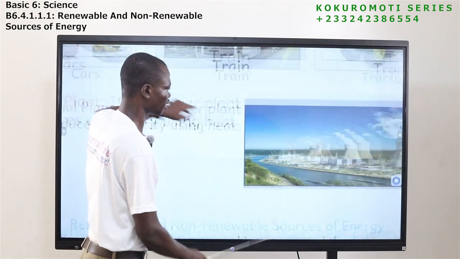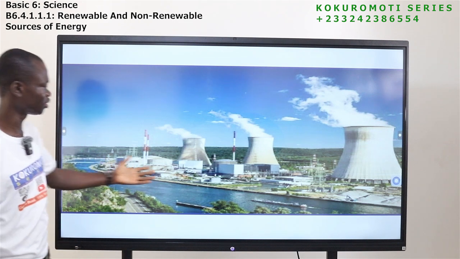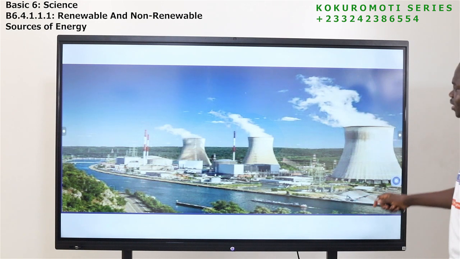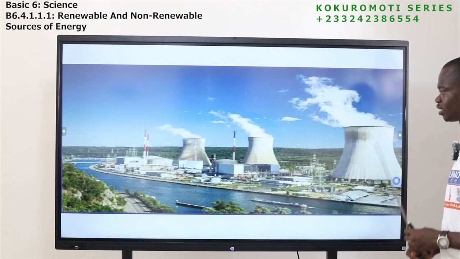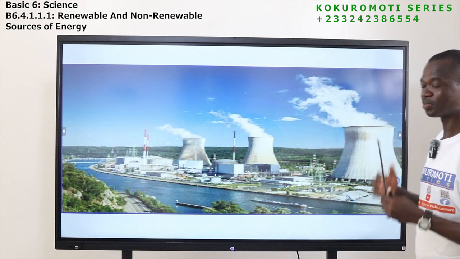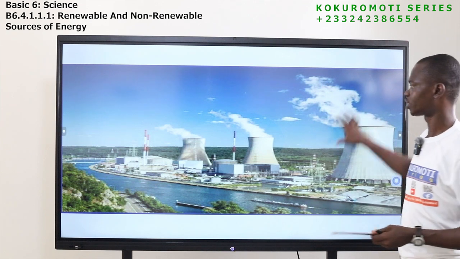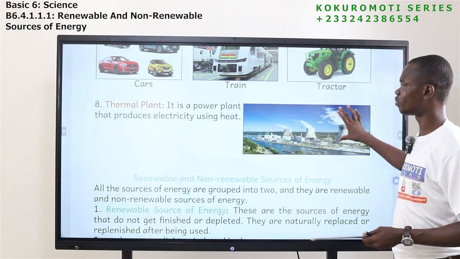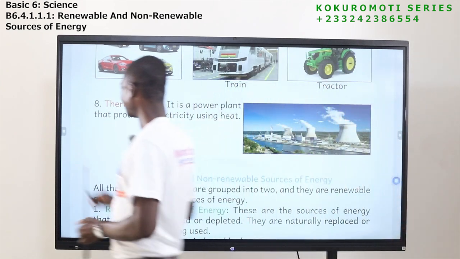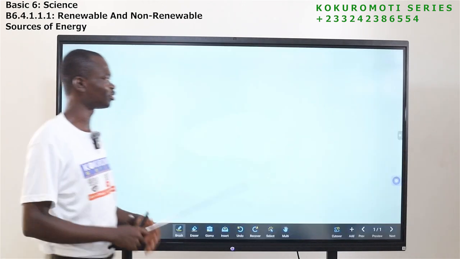So if you look at this picture, if you look at it well, we can see we have these things here, and they are able to generate electricity because of heat. So anytime you hear about thermal, we are talking about heat. A thermal plant means the plant uses heat to work. Without heat, it cannot work. Okay, so if I ask you to mention 8 sources of energy, what are you going to write?